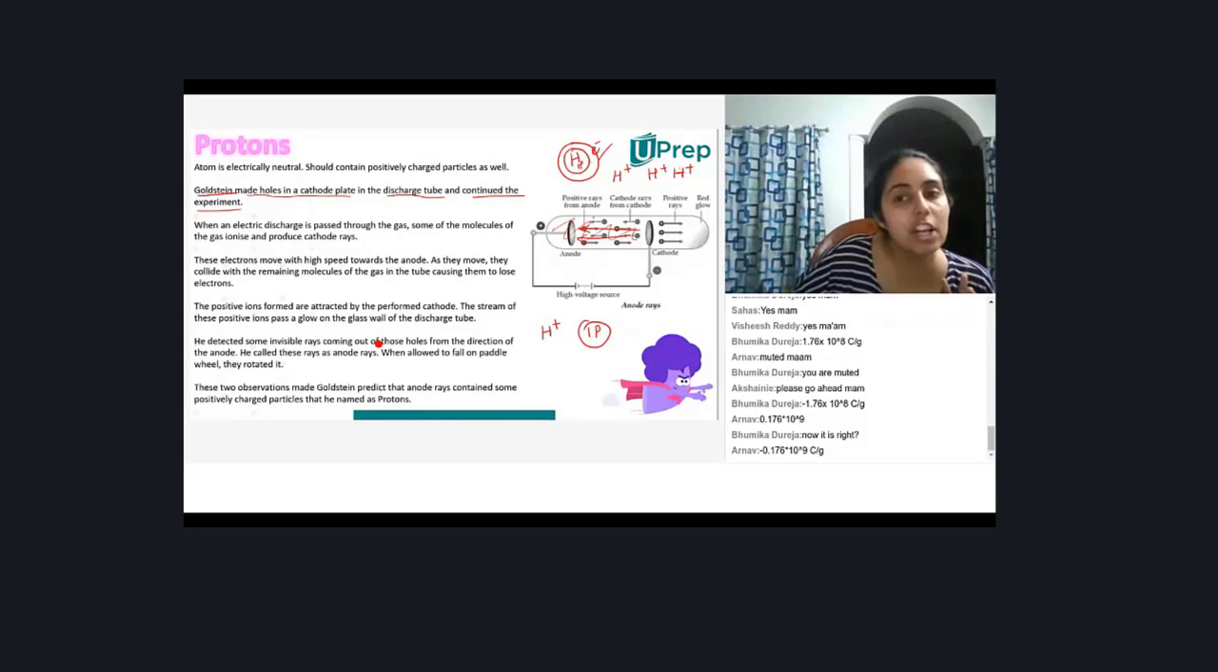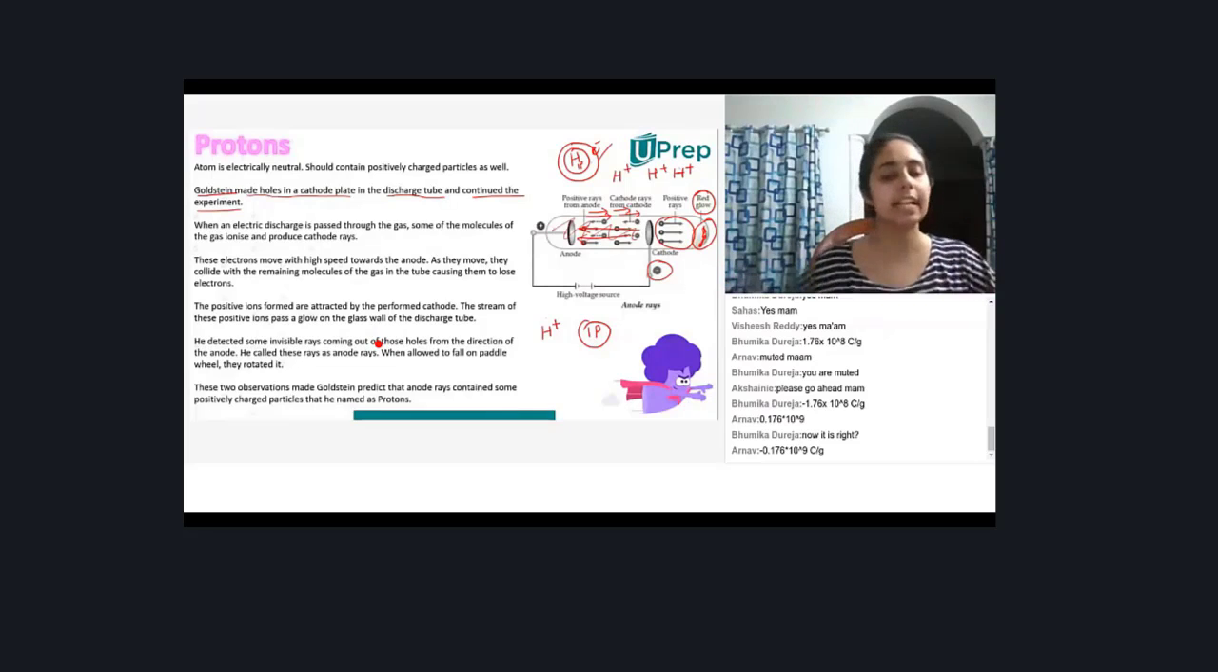And if there are positively charged particles, they should be attracted to the negative plate. So all of these positively charged hydrogen ions, which are nothing but protons, start going towards the negative plate. But Goldstein made holes in that negative plate. So what happens to these protons? They pass through those holes and fall onto the surface of the tube, and on this surface they create a red glow. So all the protons create a red glow when they hit the Crookes tube after passing through the cathode.